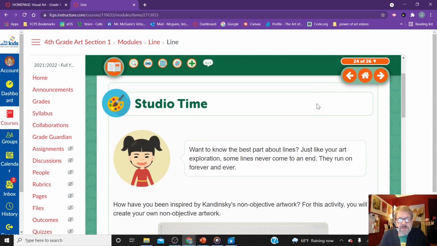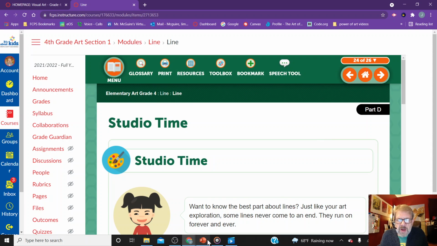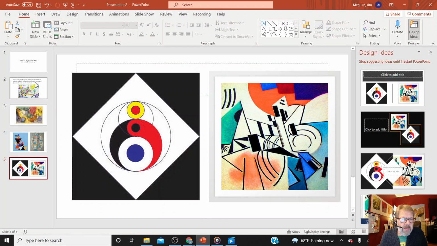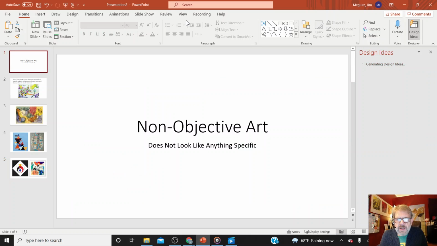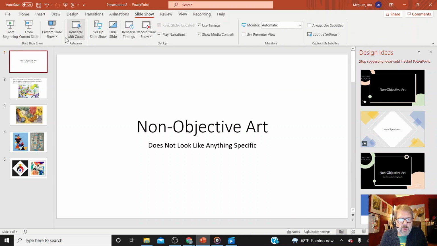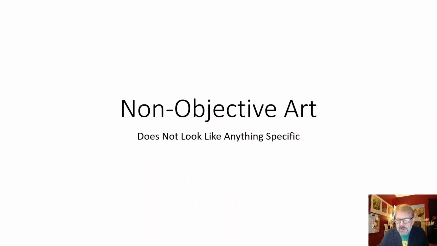Nothing identifiable. So now we're going to talk a little bit about what we're going to want to do on our Make Day this week. And let me go into my slideshow. And so we're looking at non-objective art. And this week we're going to create some non-objective art, art that doesn't have to look like anything in particular.